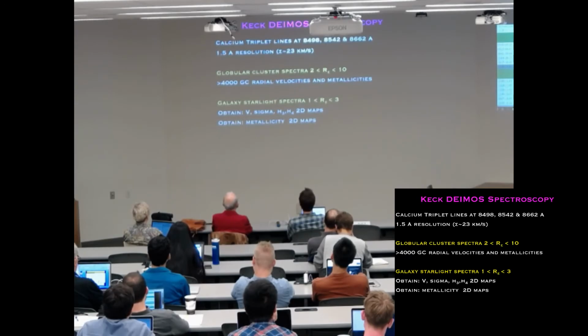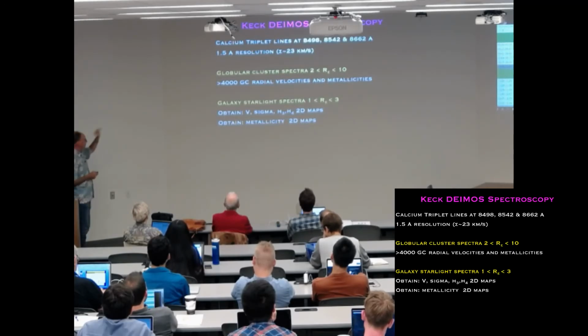The other part of the survey, of course, is Keck DEIMOS spectroscopy. We work at the calcium triplet lines, with a resolution, little sigma, of around 23 kilometers a second. So we're getting spectra of globular clusters in that effective radius range, about 2 to 10. So we get their radial velocities and we get their metallicities.